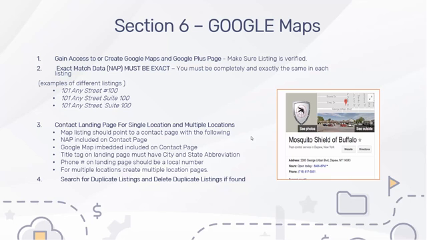Because having all your information accurate across the web gives you a perfect signal, which tells Google the information about your website is correct and you get higher ranking. Contact landing page for single location, multiple locations. So if you have, let's say, 4 locations for that business, you'll have different pages with different contacts for each of the locations related to different Google Map listings. Okay, and obviously search for duplicate listings and delete duplicate listings if found.